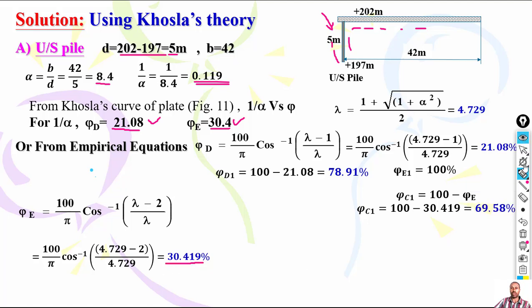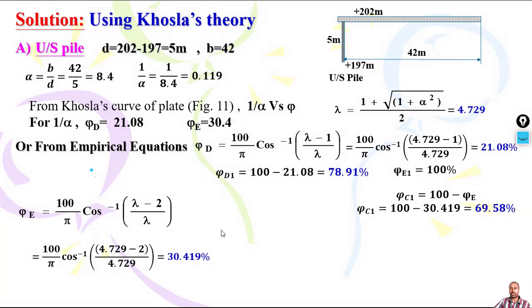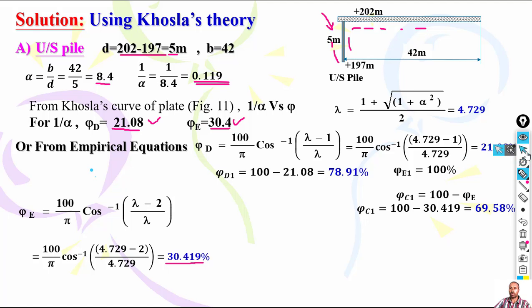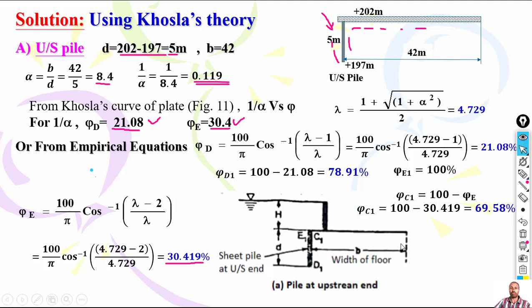30.419. So I think this is important. So let me show you the calculator and also other parameters you can determine. So this is just C1, means this one, just back of this E1 and D1 here. So the pipe at the upstream end will be like this.